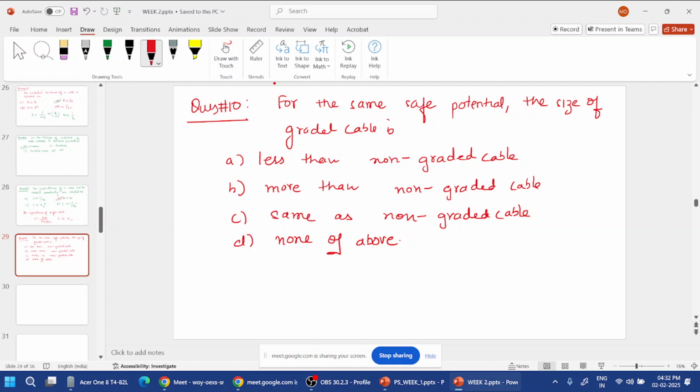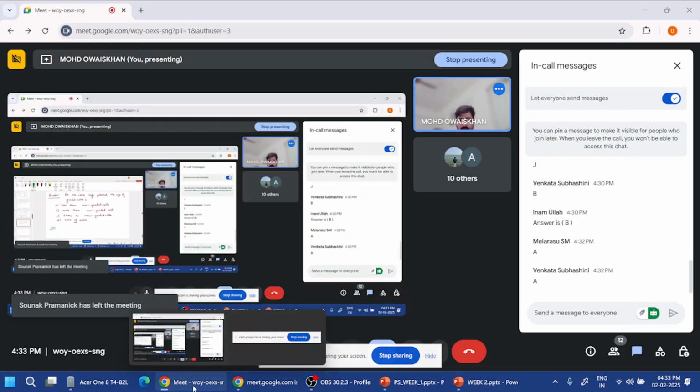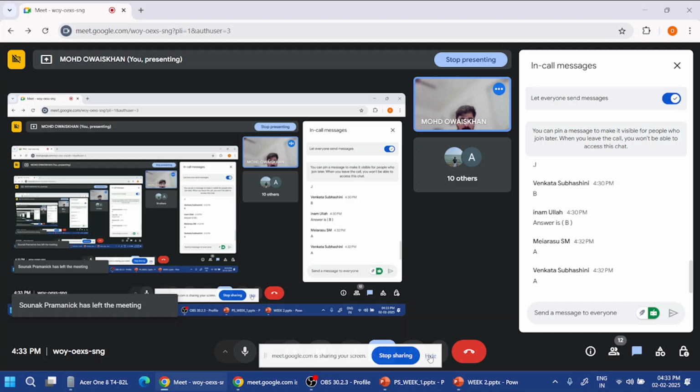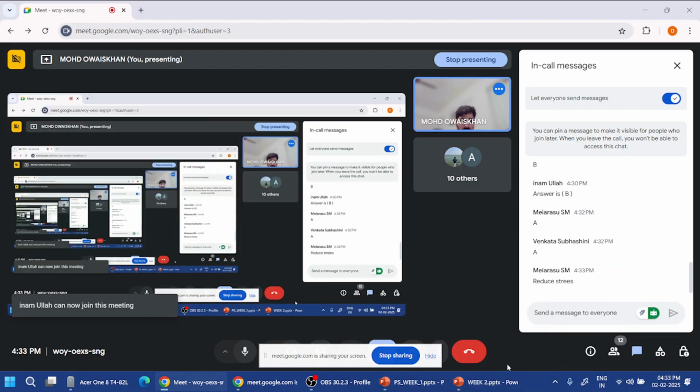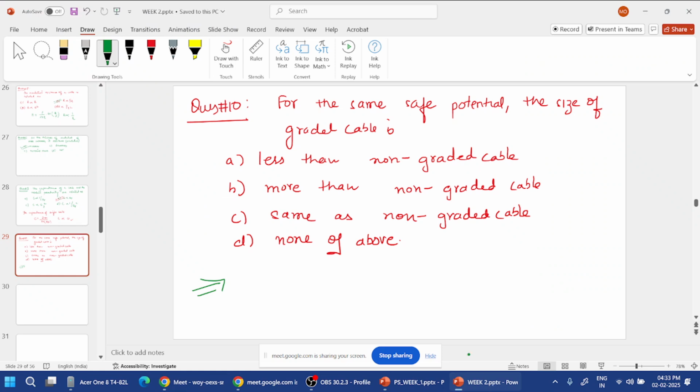Yes, yes. The thing is, why do we grade the cable? The main aim of the grading of the cable is to reduce the stress.